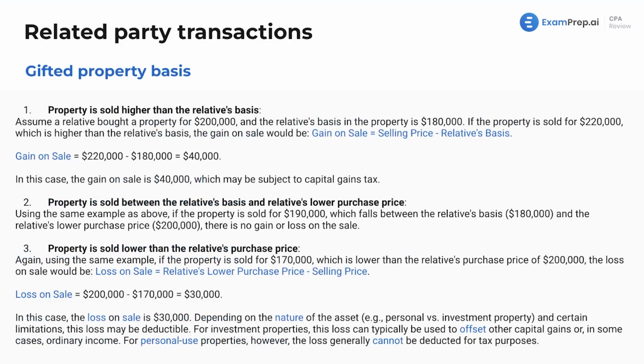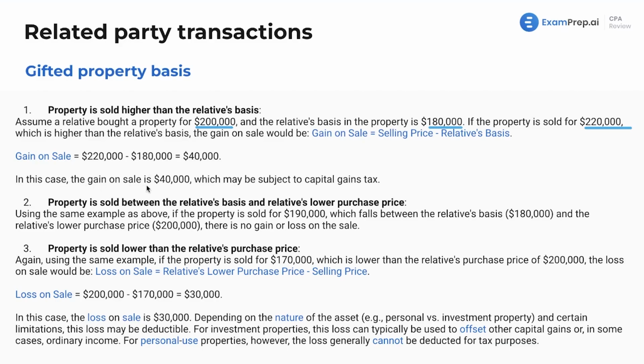We've got some examples here. Let's just run through them because I know you love examples. I love examples. Assume a relative bought a property for $200,000 and the relative's basis in the property is $180,000. So that's the original basis. The property is then sold for $220,000, which is higher than the relative's basis. So the gain here is going to be $40,000. Why do we do that? Because the gain on sale is the $220,000 minus the $180,000, which gives us $40,000.